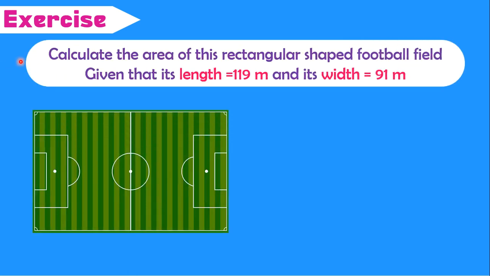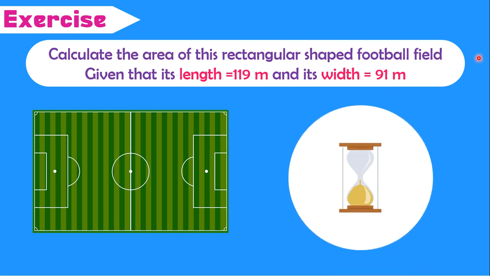Let's do an exercise. We have to calculate the area of this rectangular shaped football field. Here we have a football field which has the shape of a rectangle. Given that its length equals 119 meters and its width equals 91 meters. I will give you some time.